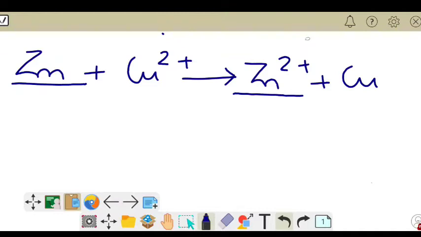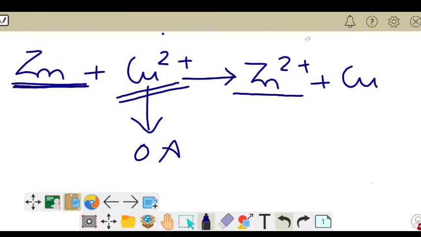So what is the agent, who is helping to convert the zinc to Zn2+? Obviously the Cu2+, right? So this Cu2+ is acting as an oxidizing agent, the agent that helps the other metal in getting oxidized. So this is your oxidizing agent. Now how does it help?